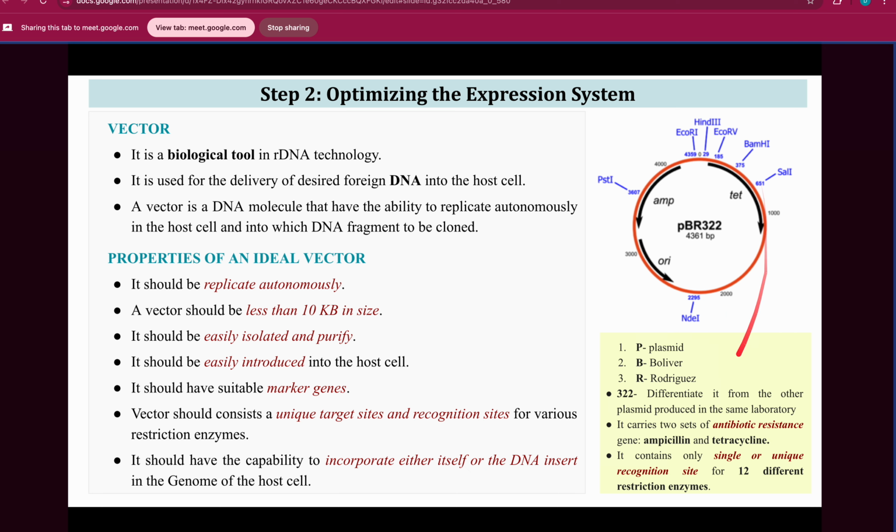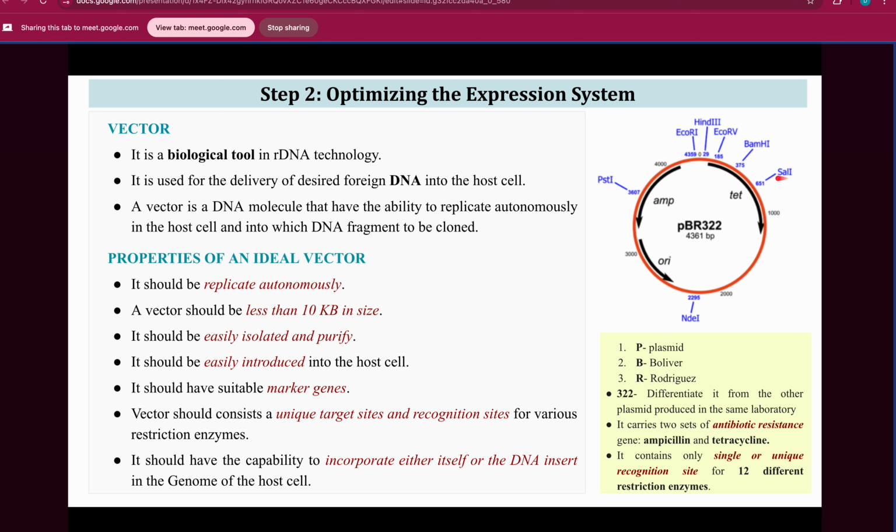This particular plasmid contains two sets of antibiotic resistance, for example ampicillin and tetracycline. These are very important because whenever you insert your gene of interest into this plasmid, there are certain sites where we will be inserting it. For example, as you can see, BamHI, SalI, EcoRV, these blue colored labels are the sites of the restriction enzymes where the restriction enzymes cleave.